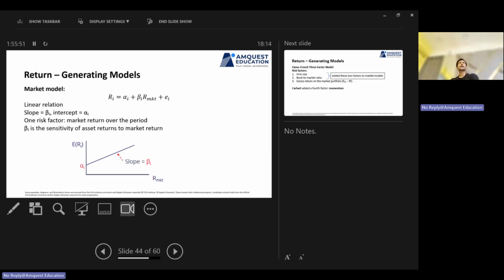Okay, and therefore we have return generating models. Now basically the market model says that when you're making returns on an asset i, you will make alpha, a fixed return, plus you will make beta based on the market return. Remember we said beta is the market systematic risk. So whatever the market is giving you, you will base it on the market risk, right?